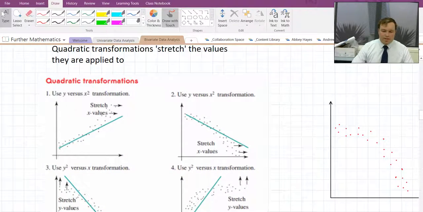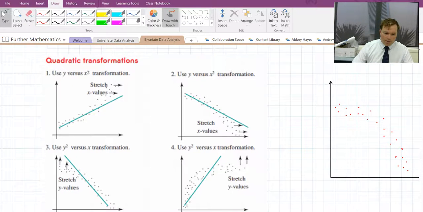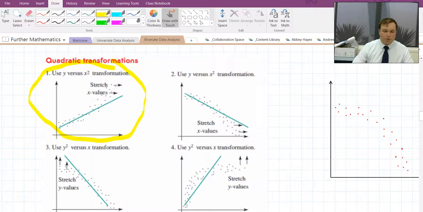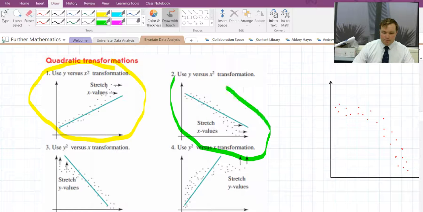Alright, so quadratic transformations stretch the values. You can see what we just did was we squared the x values. And squaring the x values increases all the x values, but it increases the high ones more, which will stretch them onto a line. We could, once again, square the x values. The low ones don't move much, the high ones get stretched onto a line.